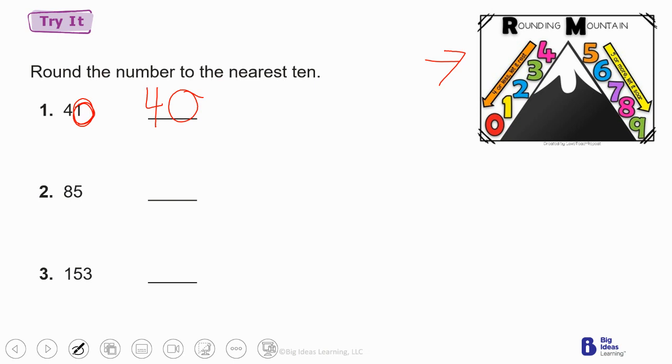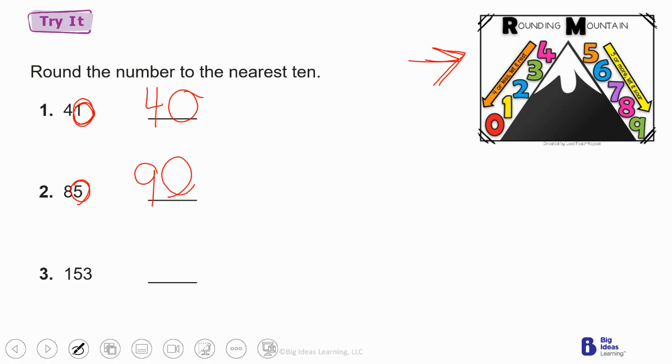All right, let's look at the next one. 85. Circle the 5. I look at the 5. The 5 tells the 8, so again, let's look over here. The 5 is going to tell the 8 to become a 9 because it's 5 or more. Let you add one more. Okay, so I'm going to add 1 to the 8 and it becomes a 9 and my 5 becomes a 0.